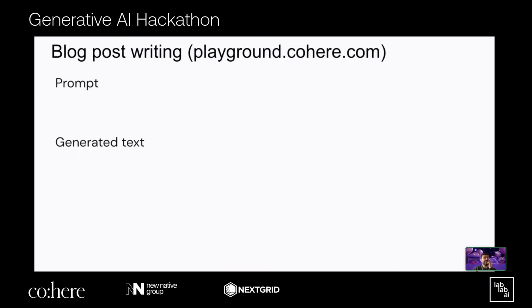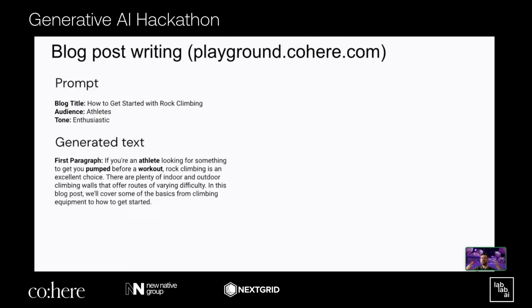It's fascinating. There's also what Cohere does wonderfully, which is things like text generation and text summarization. Here's, for example, a prompt. You give it a prompt, and it generates the first paragraph of a blog. You can say how to get started with rock climbing, the audience is athletes and the tone is enthusiastic. So it generates something pretty enthusiastic and for athletes. If you're an athlete looking for something, and so on. But I can change the prompt. A lot of what you learn here is going to be prompt engineering, how to make the best prompts to get the best results.